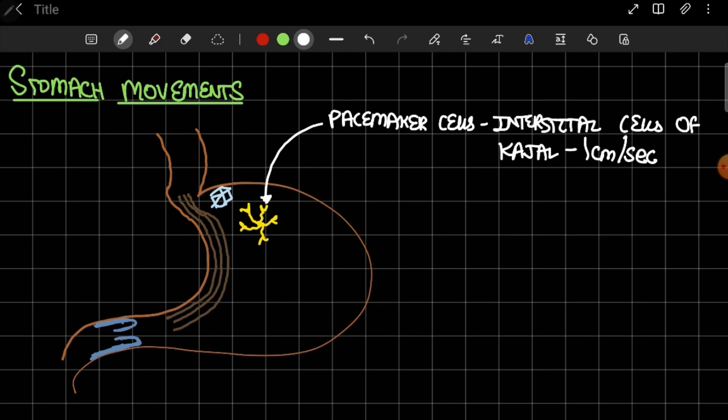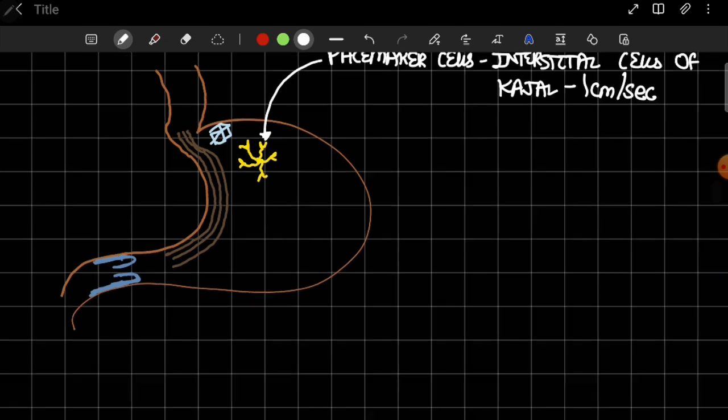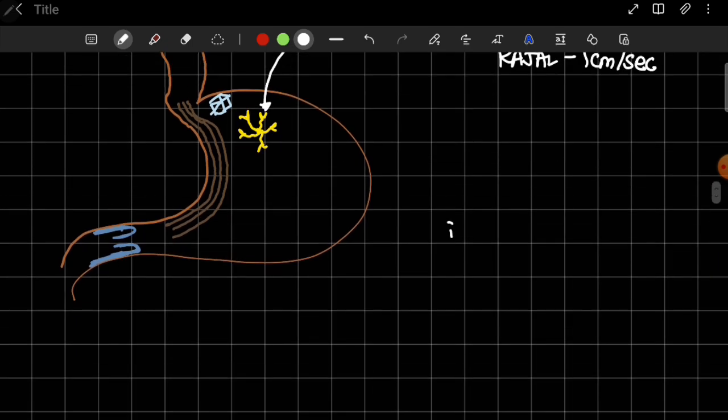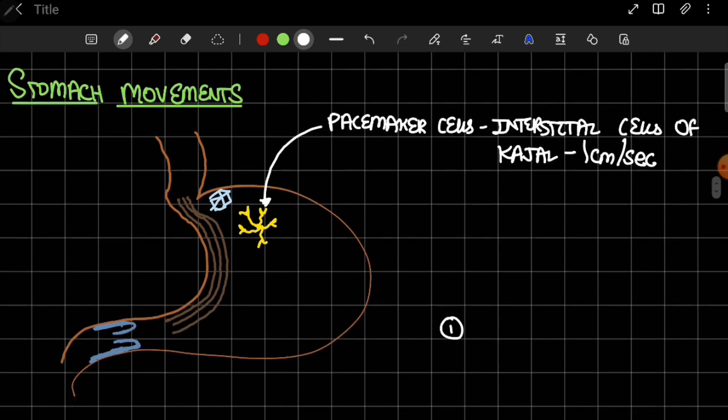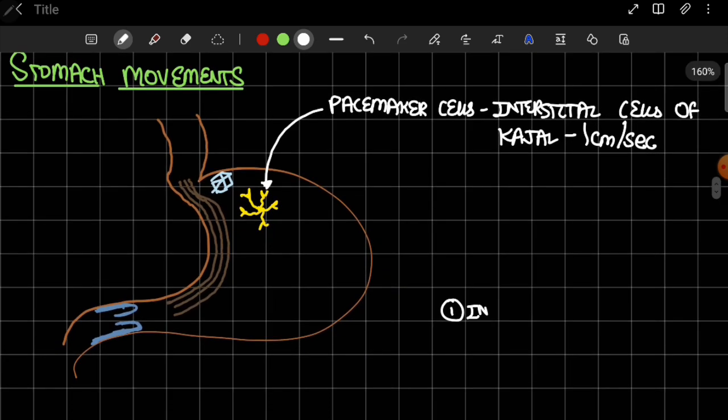So at the first, we will write side by side. I will write it here. At the first, what does the procedure occur? The interstitial cells of Kajal. Interstitial cells of Kajal. Kajal comes in action.